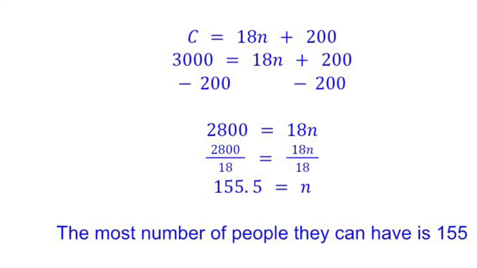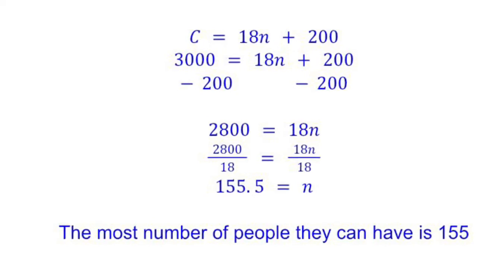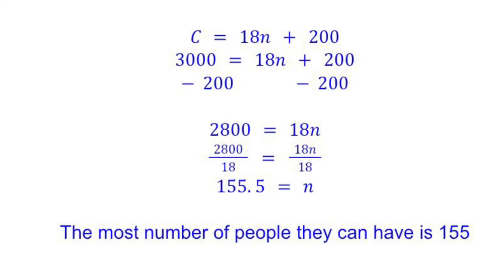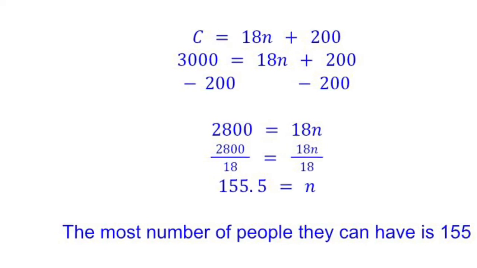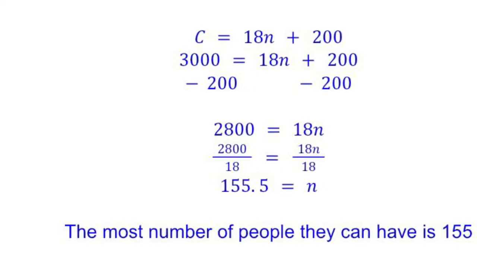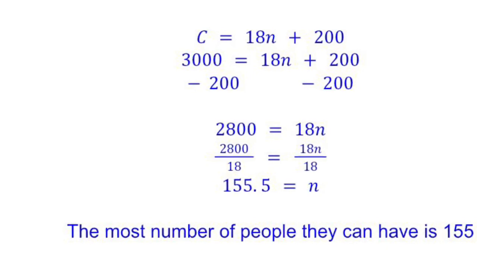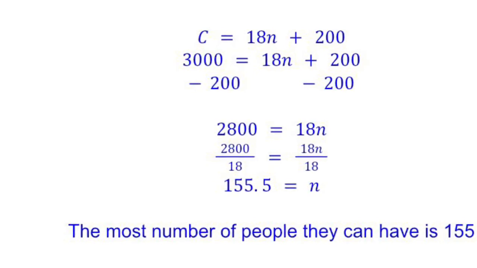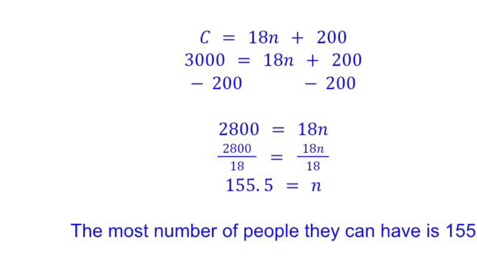And then I need to move the 18 over, so I need to divide by 18. So I have 2,800 divided by 18, which gives me 155.5. Sorry, I'm lying, I misspoke earlier. And that means the most number of people they can invite to their party, if they have $3,000 using menu 3, would be 155 people.